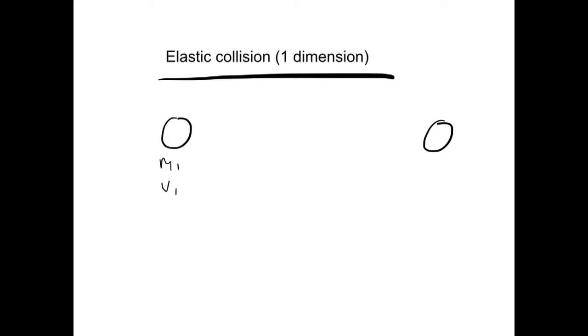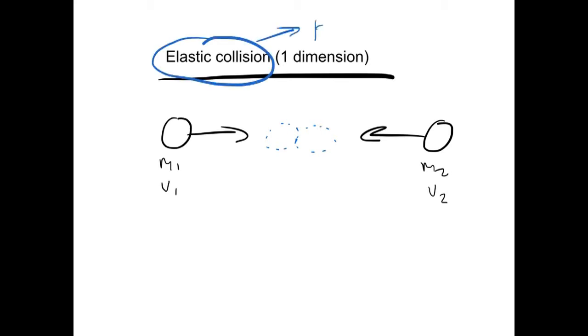Now let's take a look at elastic collisions. So imagine we've got some ball here and another ball here. We've got mass 1, V1, and mass 2, V2, and they're coming at each other, and at some point inside we're going to have a collision. Here they're bouncing against each other. And since it's elastic, they're going to just bounce right off each other. And because it's elastic, the kinetic energy is conserved.